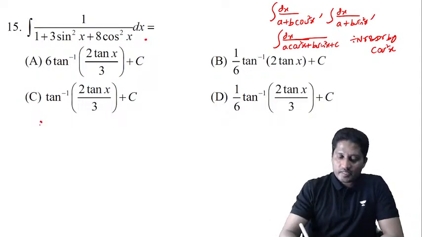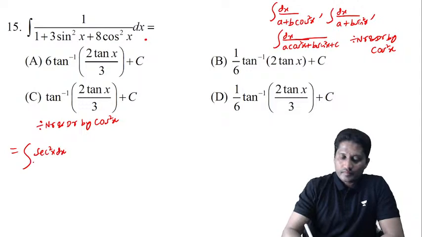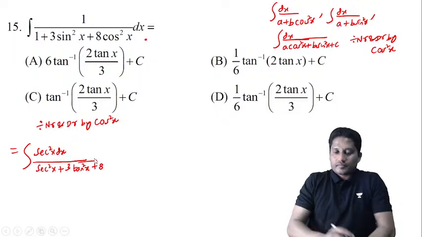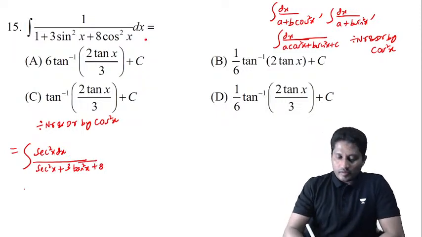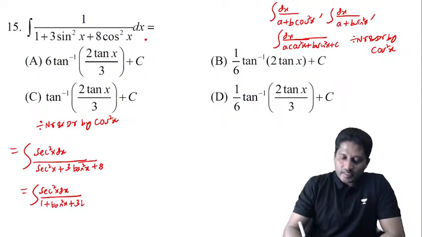So if I divide numerator and denominator by cos square x, 1 by cos square is sec square, so you get sec square x dx divided by sec square x plus 3 times sin square by cos square, which is tan square, plus 8. Alright, so this is not going to help you out. I'll write this as sec square x dx divided by sec square x, which can be written as 1 plus tan square x, plus 3 tan square x plus 8.